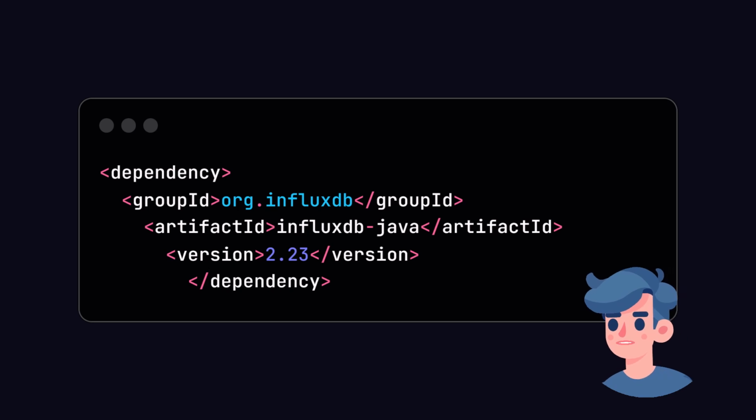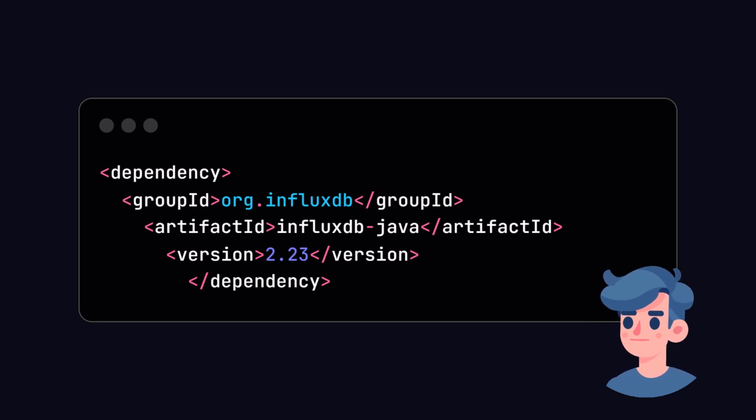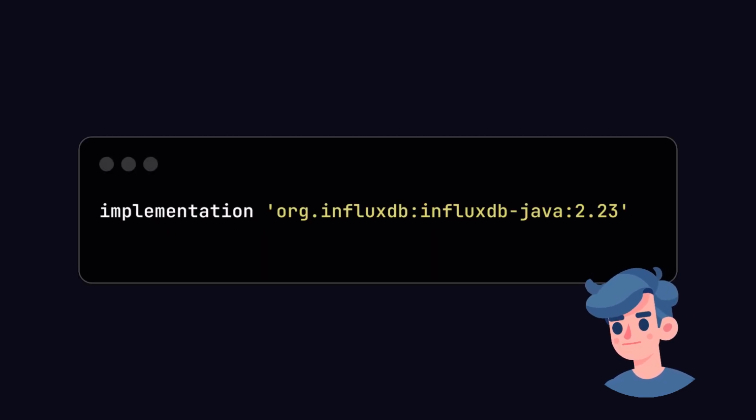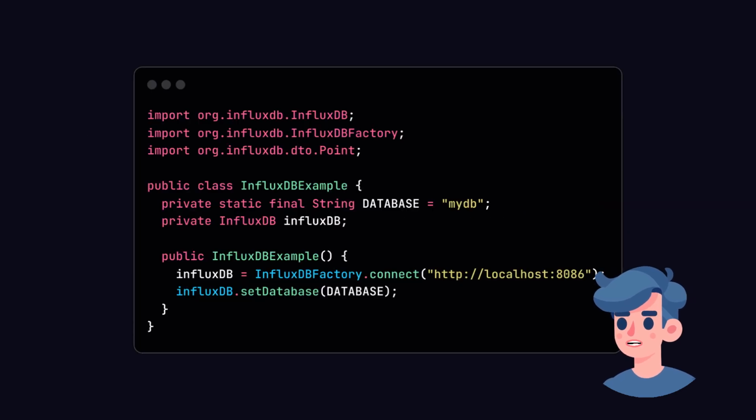We will use a library called InfluxDB Java to simplify this process. First, we need to include the library in our Java project. If you're using Maven, add the following dependency to your pom.xml file. If you're using Gradle, you can add it in your build.gradle file like this. Once the dependency is in place, let's create a Java class to connect to our InfluxDB instance.